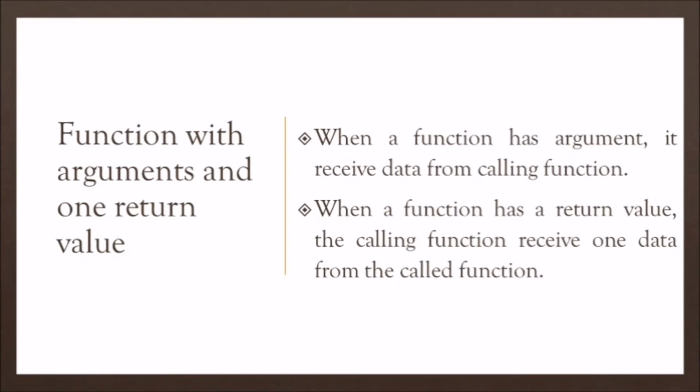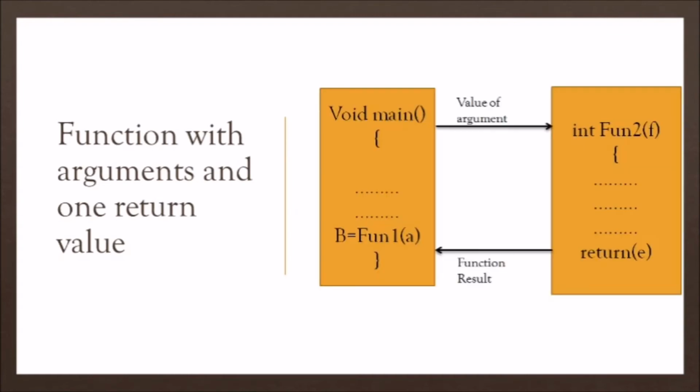It has the argument and also it is returning a value. So when a function has an argument, it receives data from the calling function, and when a function has a return value, the calling function receives one data from the called function. So now this is a two-way communication. The main function sends an argument to the user defined function, and also the user defined function sends the value to the main function. So this is the category where two-way communication, sending and receiving, is done.